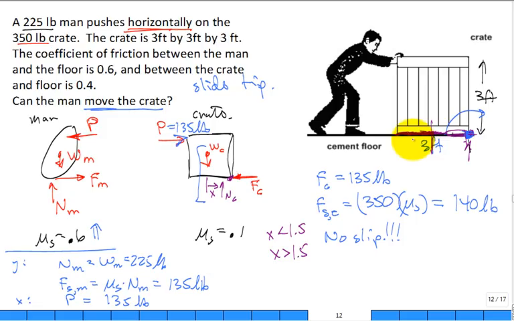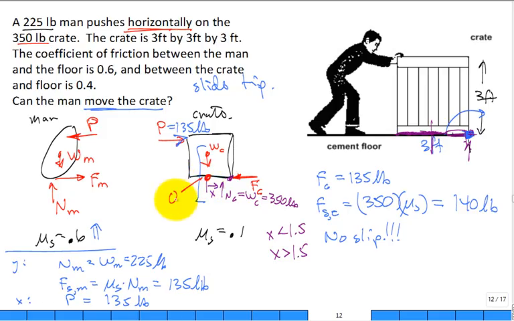All right. So what is that x? Solving for that x for this problem, you do the sum of the moments about... what do you want to do the sum of the moments about? We already know what N sub C is. That's equal to the weight of the crate, which is 350 pounds. You want to do the sum of the moments around point O. It's easy enough to do right here.